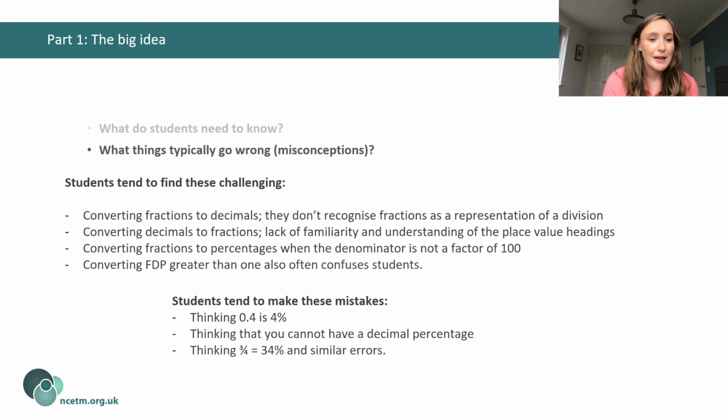And then the types of mistakes that they make, there are loads of mistakes that can be made here. These are just a few, and very similar mistakes are made across the board. So thinking things like 0.4 is 4%, often it comes from not having a good understanding of the place value headings. Thinking that you can't have a decimal and a percentage. Again, thinking of these as very two separate entities and not understanding that you can still have a decimal percentage and what that actually means and what it means to have 0.5 of a percent.